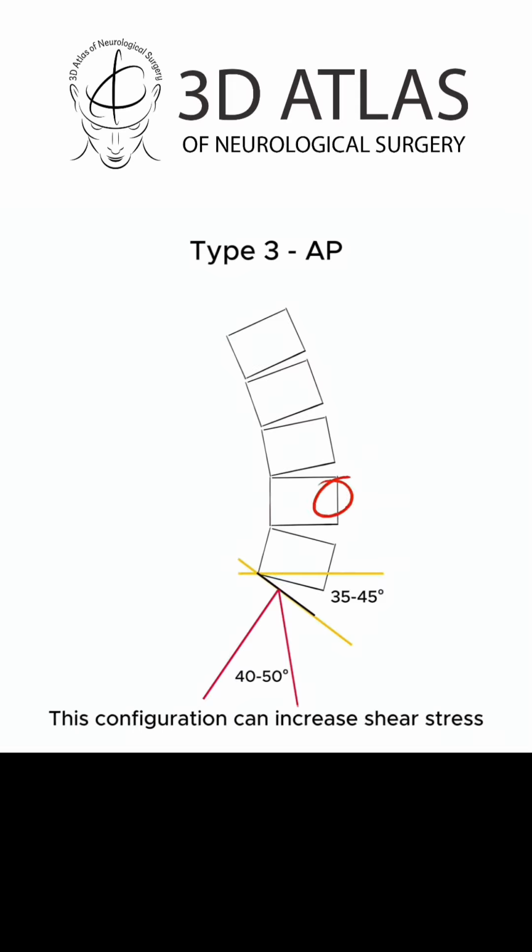This configuration can increase shear stress at L5 to S1. Furthermore, the deeper lumbar lordosis produces more stress on the posterior elements, leading to earlier degeneration. The lower pelvic incidence additionally complicates the situation, since it comes with a more limited capacity to compensate through retroversion.